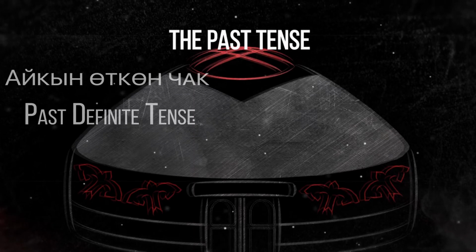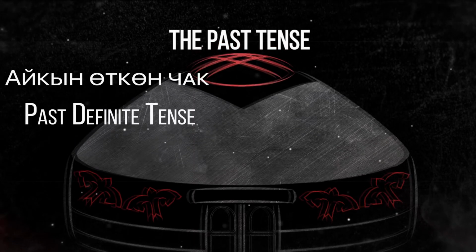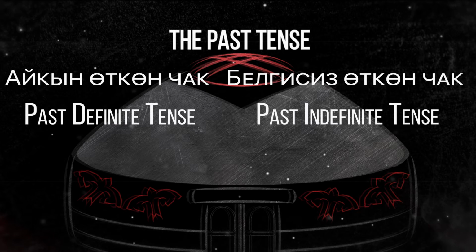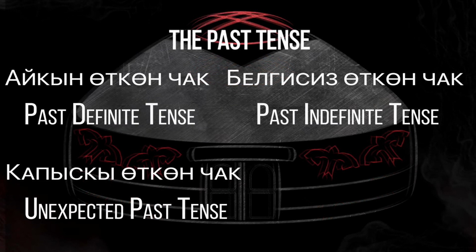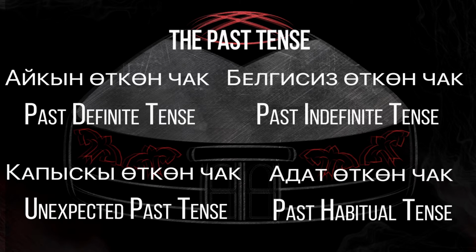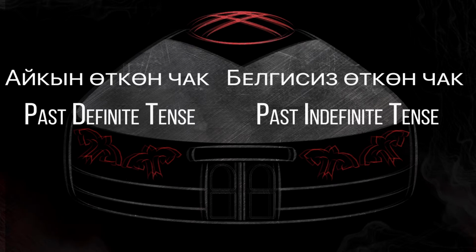They are айқын ötkonchak, past definite tense; белгисиз ötkonchak, past indefinite tense; капыскы ötkonchak, unexpected past tense; and adat ötkonchak, past habitual tense. In this video, we will talk about the two most commonly used types, the past definite tense, айқын ötkonchak, and the past indefinite tense, белгисиз ötkonchak.